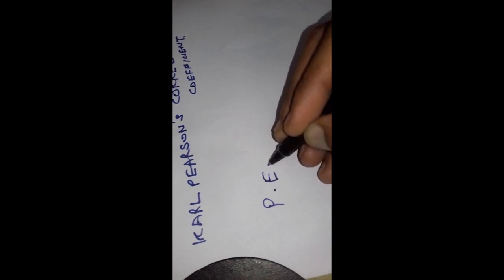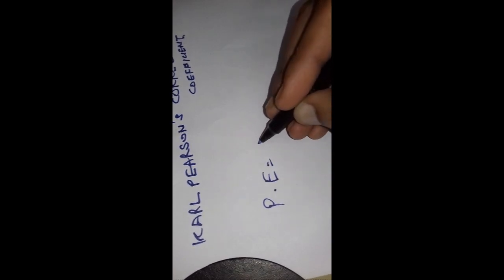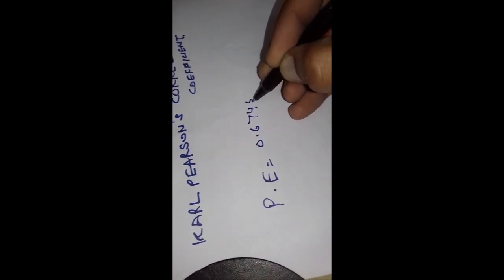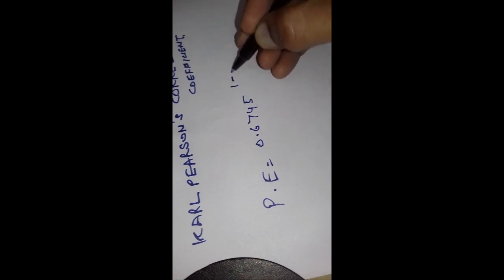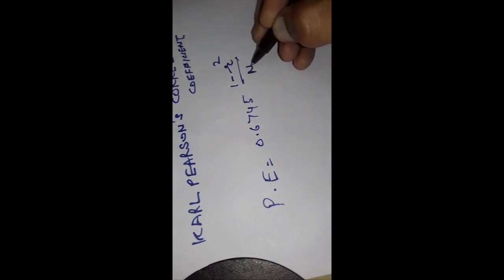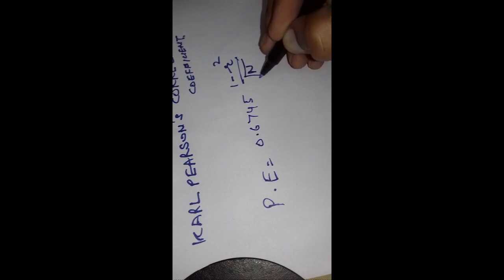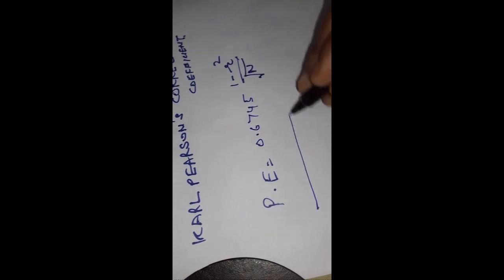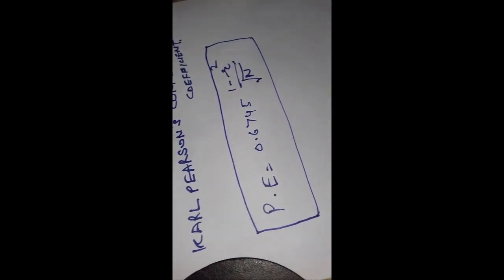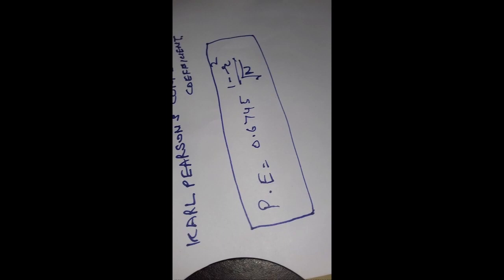Let's talk about the formula. This is probable error equals 0.6745 times (1 minus r squared) divided by the square root of n. So this is the formula of probable error which can be obtained very easily. That is, P.E. equals 0.6745 times (1 minus r squared) divided by the square root of n.